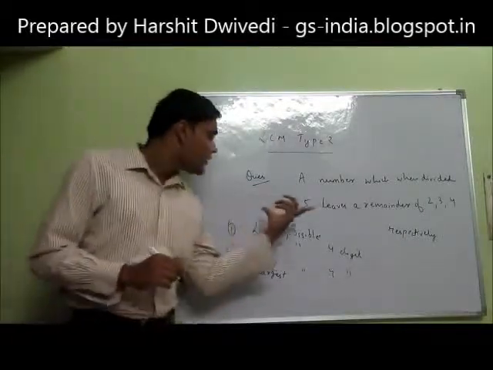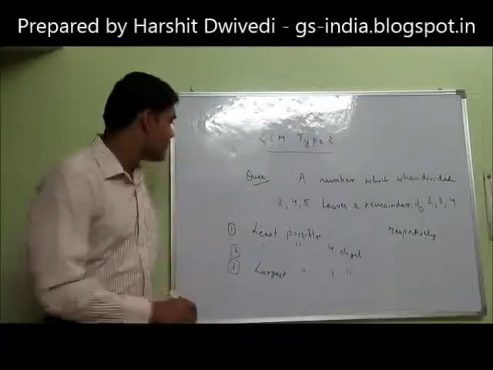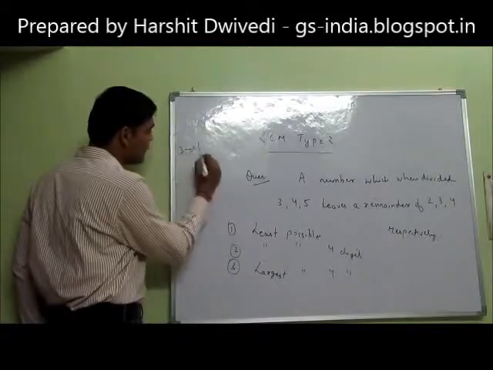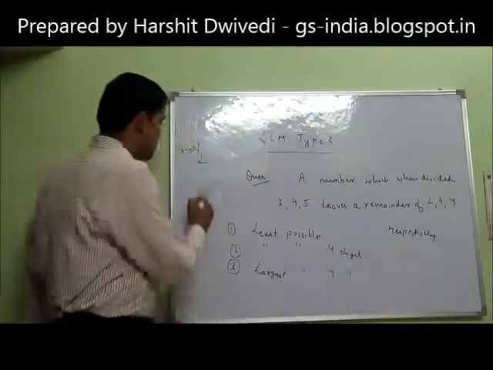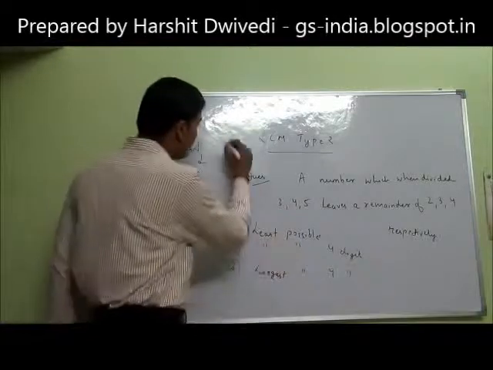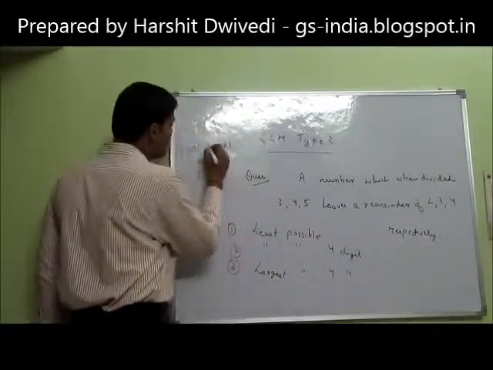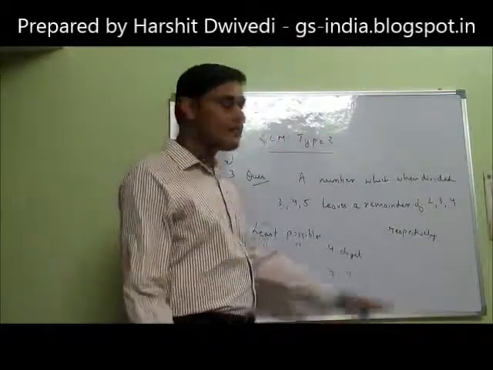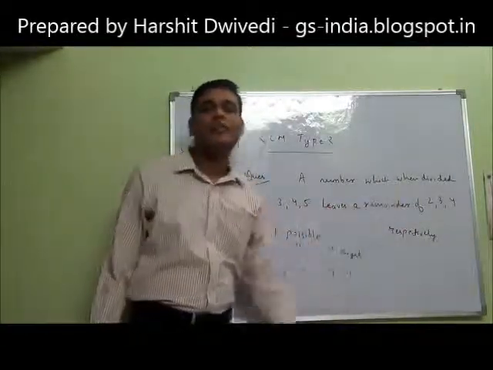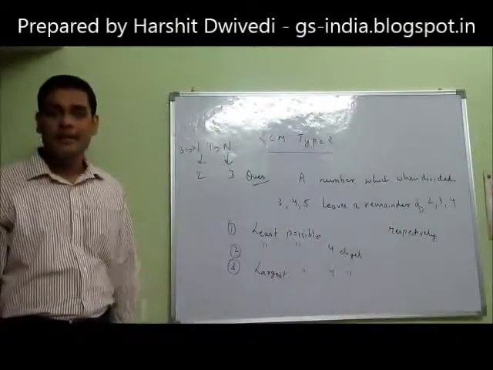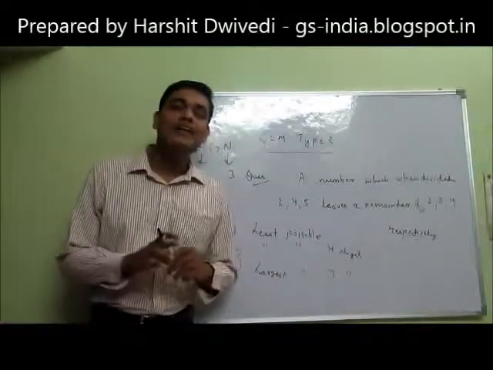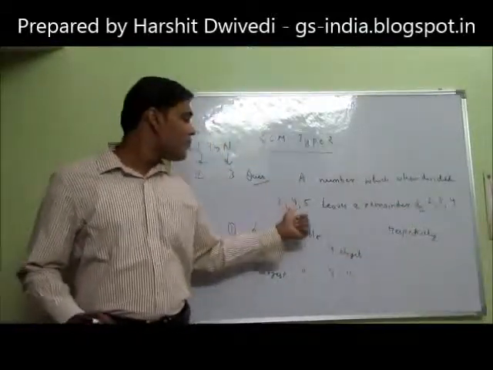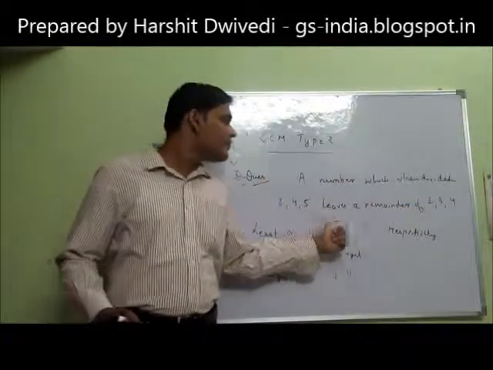So here it means that suppose the number is n, and when this number n is divided by 3, the remainder will be 2. When this number n is divided by 4, the remainder will be 3. And similarly, when this number n is divided by 5, the remainder will be 4. This is what the whole thing implies. That means we have to find that number n which when divided by 3 leaves a remainder of 2, which when divided by 4 leaves a remainder of 3, and which when divided by 5 leaves a remainder of 4.